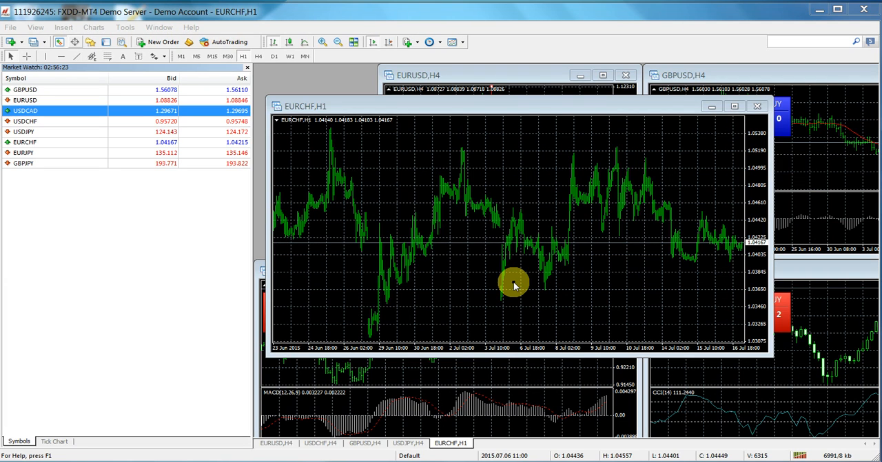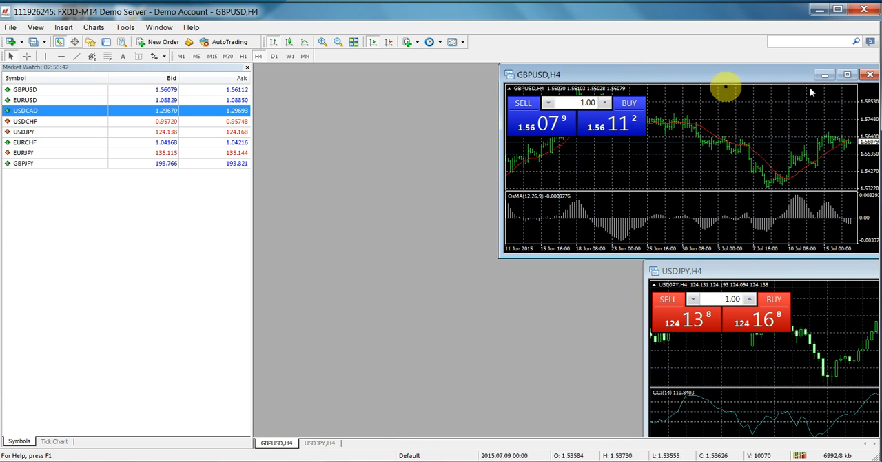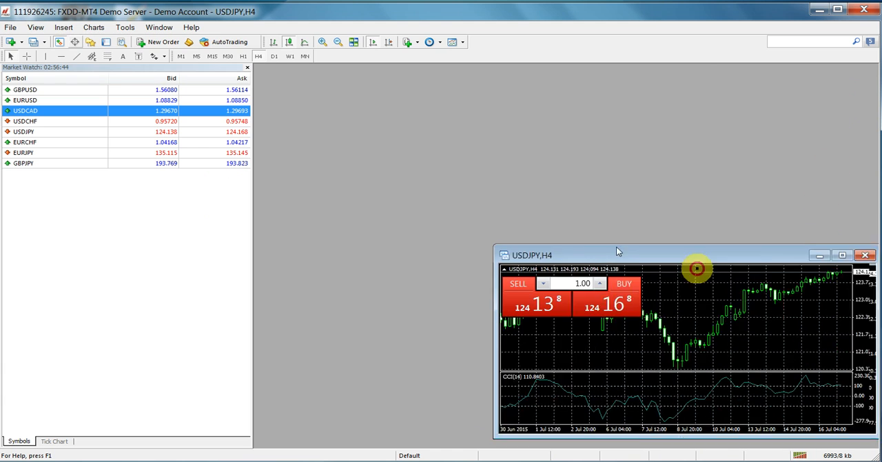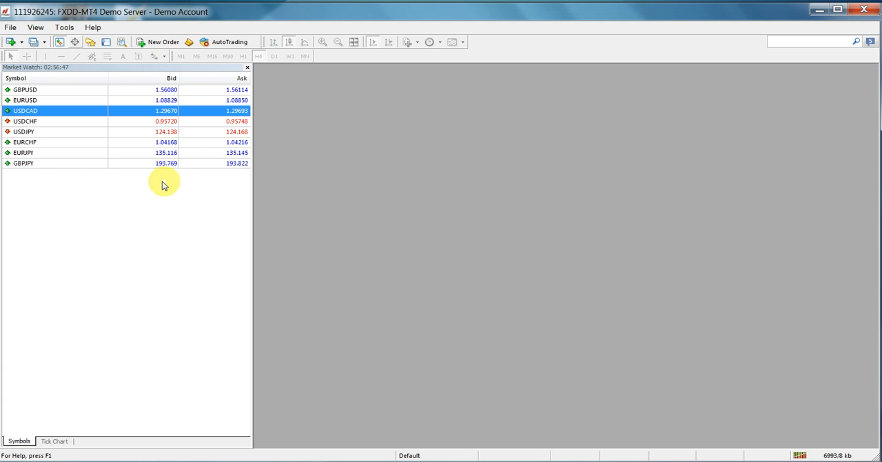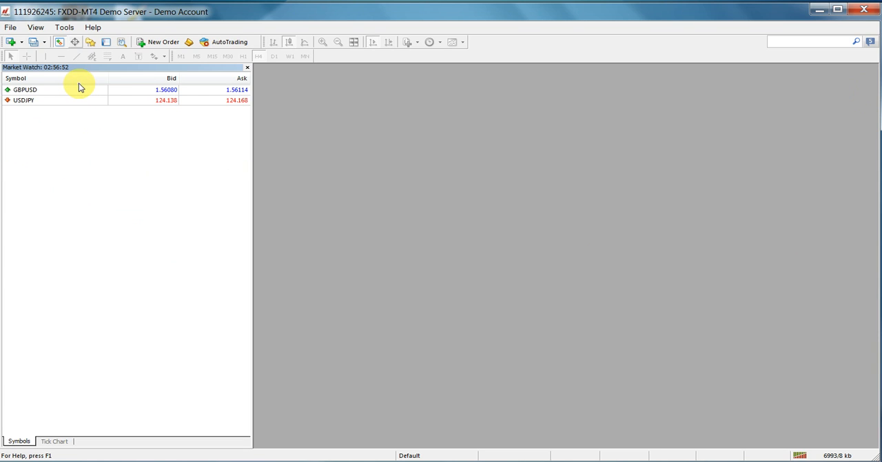Okay, while I was playing with this, remember I was trying to get rid of the Euro Swiss chart and it wouldn't let go. So I'm updating it to the video. Let's close all these. Okay, I'm deleting all the charts. Now if you go and say hide all, it will hide most of them except two symbols, which I don't know why it does that.